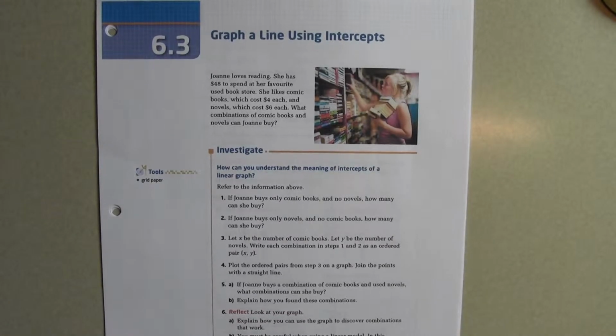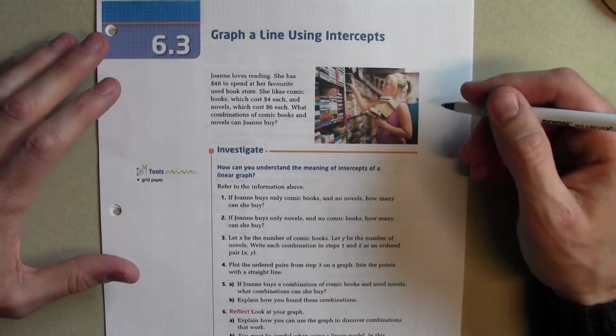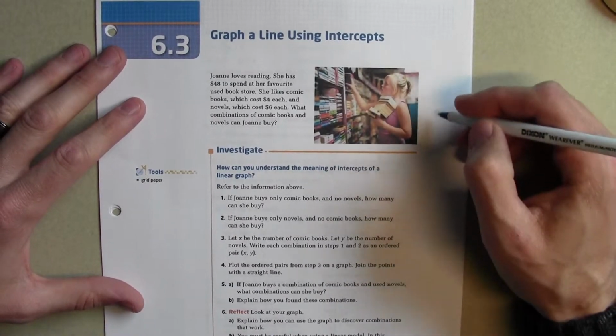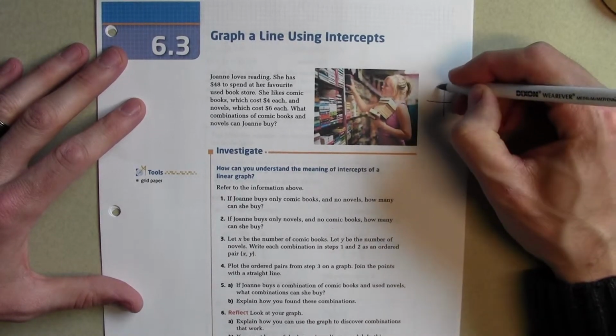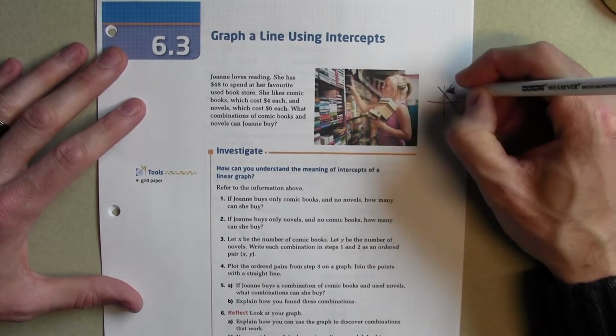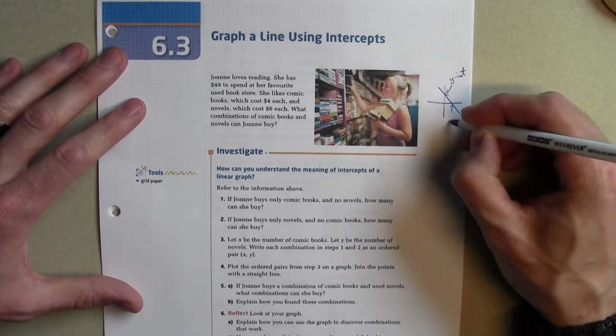Okay, this is section 6.3. We're learning how to graph a line using intercepts. What are the intercepts? Weston. The y-intercept is when it crosses directly on the y line, and the x-intercept is when it's on the x line. Excellent, yeah. So if this is your line, in an example, there's your y-intercept, and there's your x-intercept.